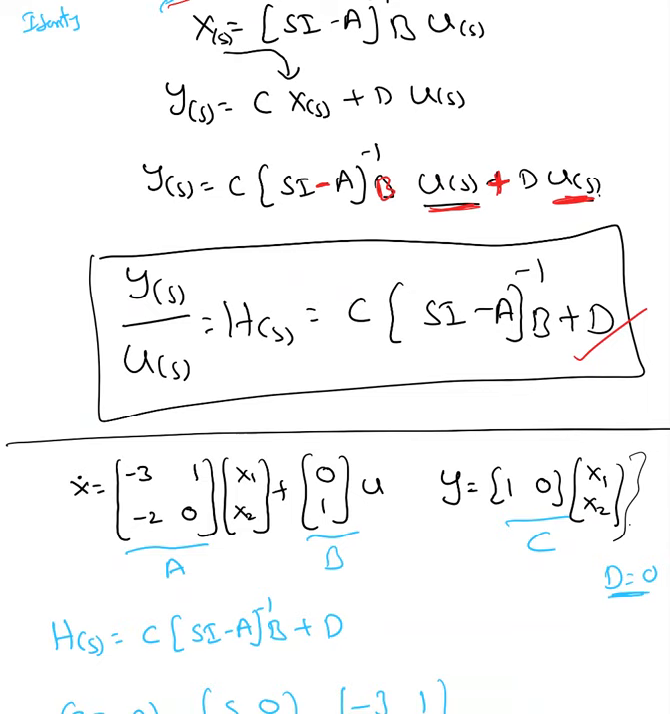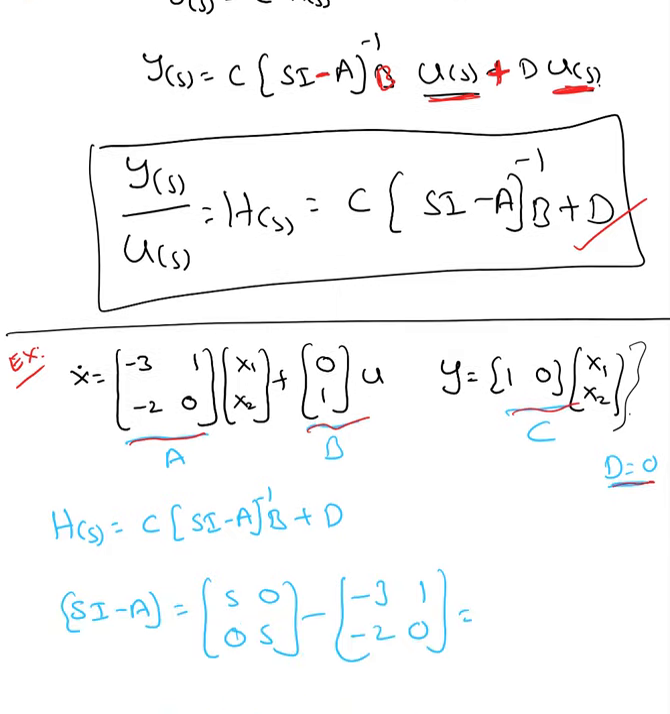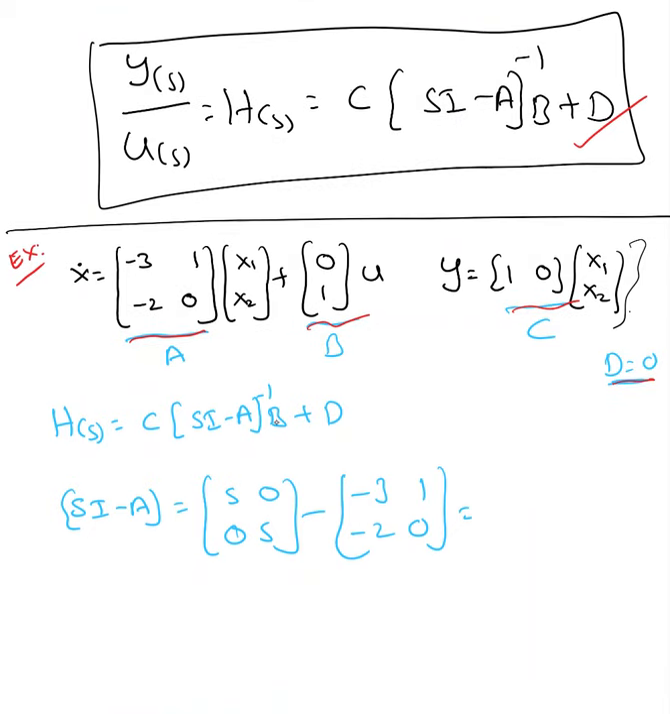So here is the first example. X dot equal to [minus 3, 1; minus 2, 0] times [x1, x2] plus [0, 1] u. So Y equal to [1, 0], and D is 0. Basically from here I can tell that's my A matrix, that's my B matrix, C matrix, and D matrix is 0. Nothing is given. So H of s equal to C times (sI minus A) inverse times B plus D. This is the formula to find the transfer function.